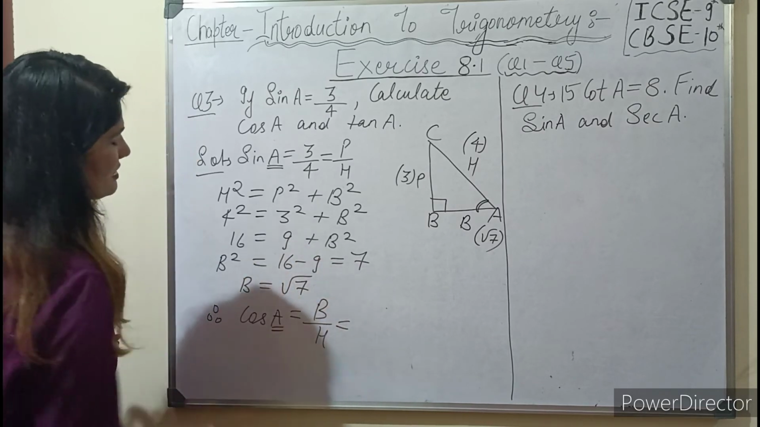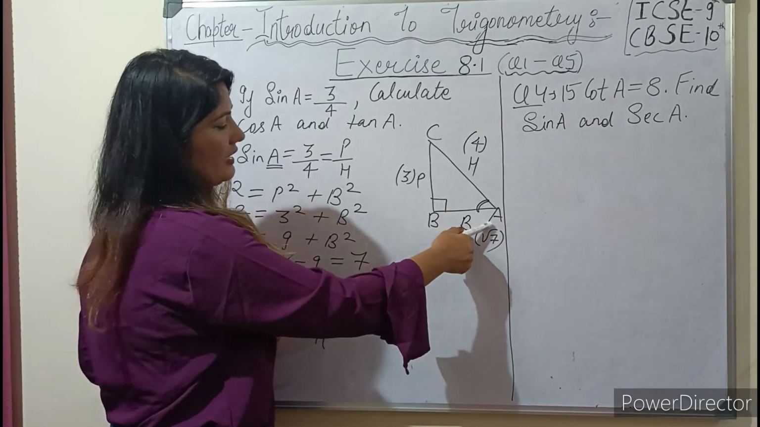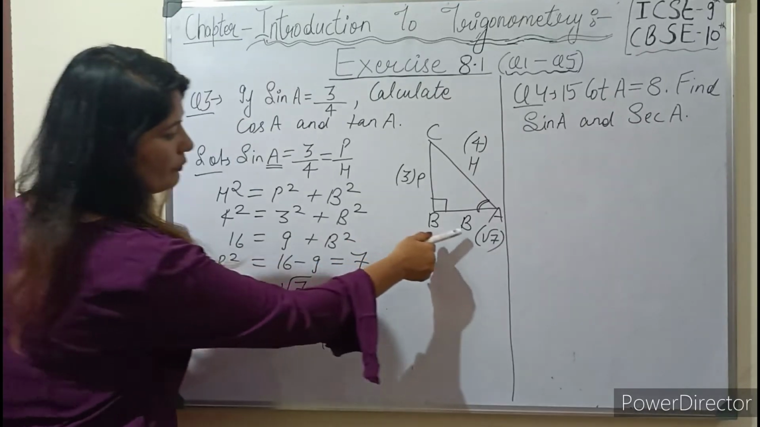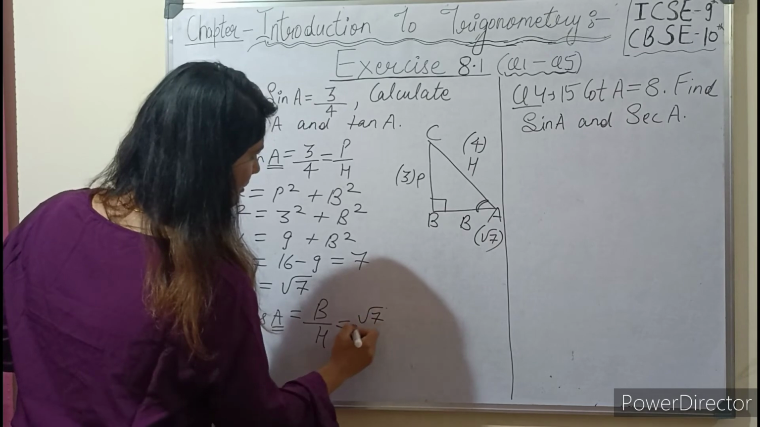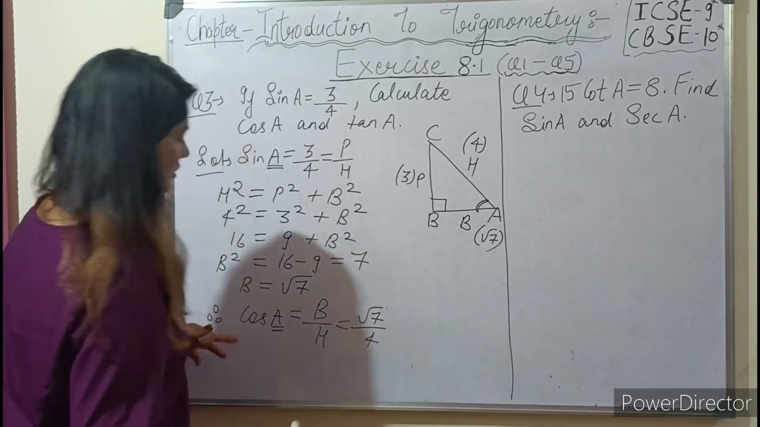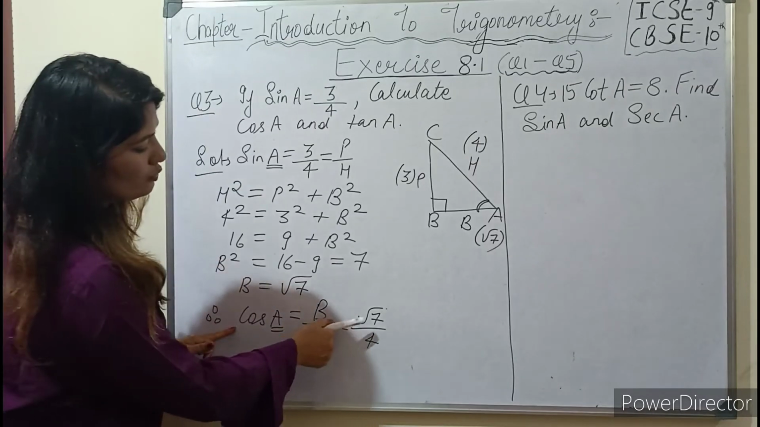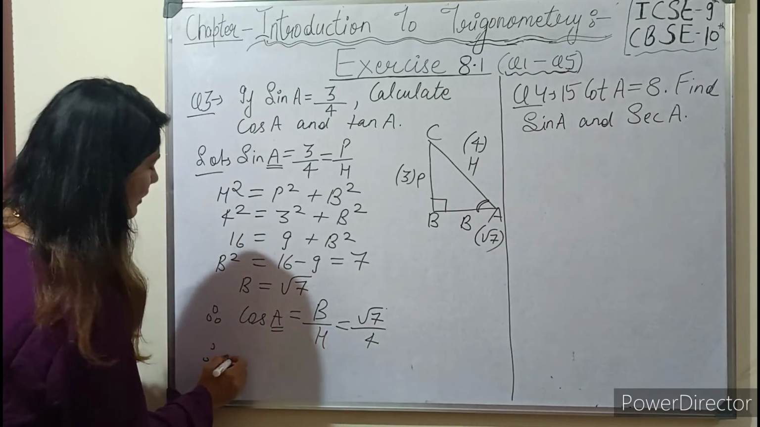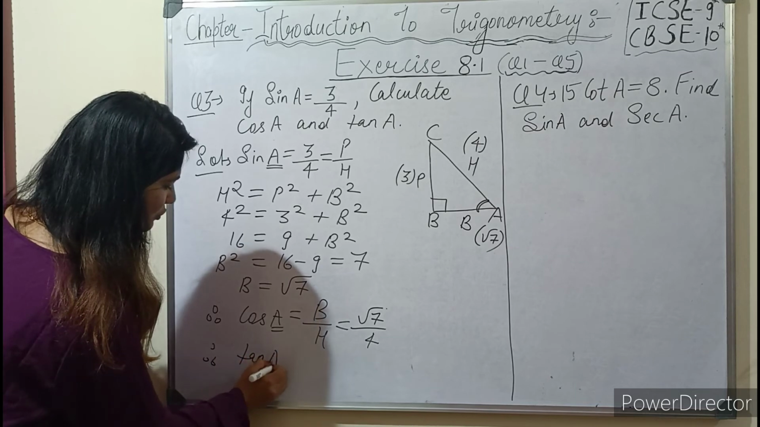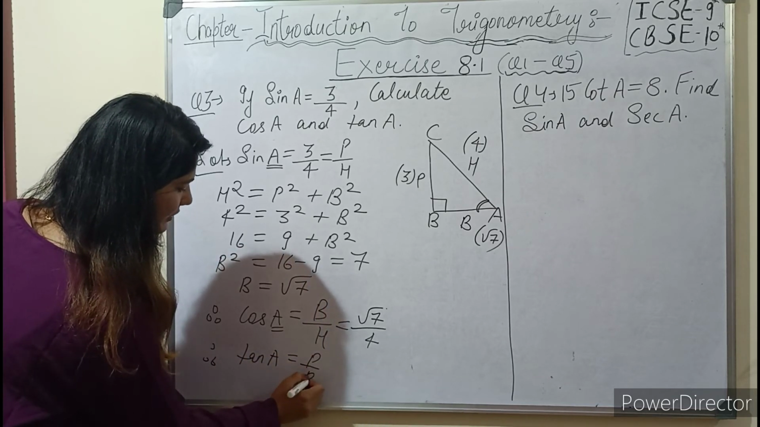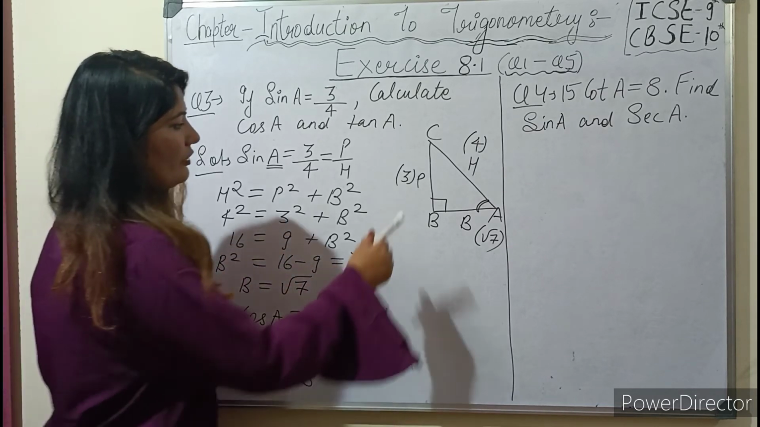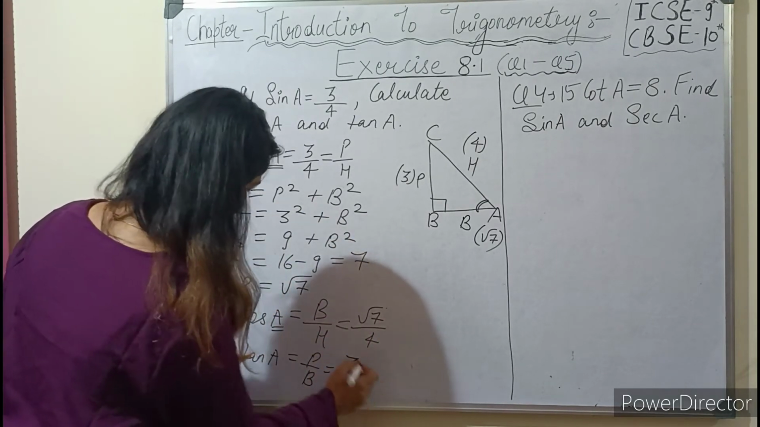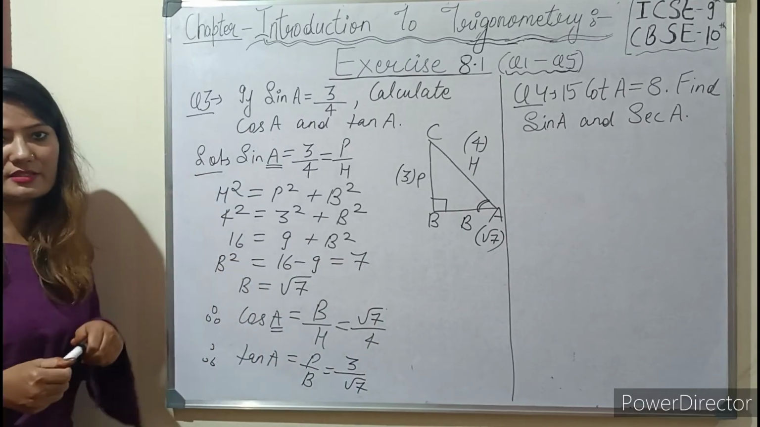So here the angle is A. For the given angle A, this is the perpendicular and this is the base. So here the value of B is root 7 divided by 4, so cos A is equal to root 7 by 4. In a similar way, the value of tan A is equal to P by B. So here the value of P is 3 divided by root 7. So this is the answer.